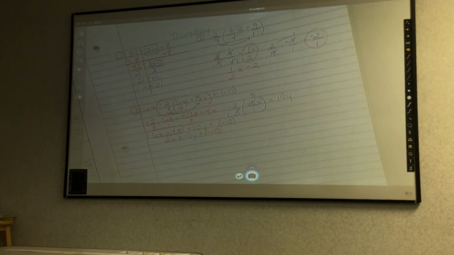Number 4, 6m plus 5 equals negative 1 minus 8m.